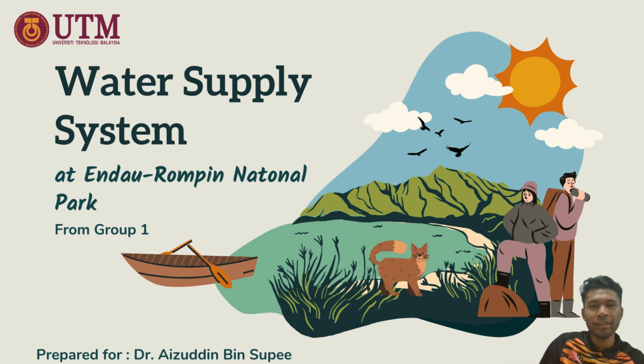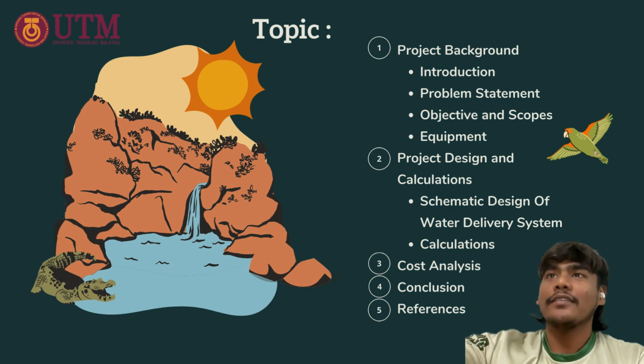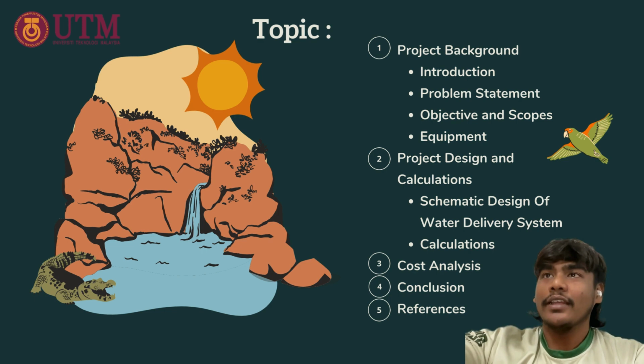Today, we will present about the water supply system at Endau-Rompin National Park. Now, this is the topic for our presentation today. Firstly, we have the project background. Project background will be covered in introduction, problem statement, objective and scope, equipment.